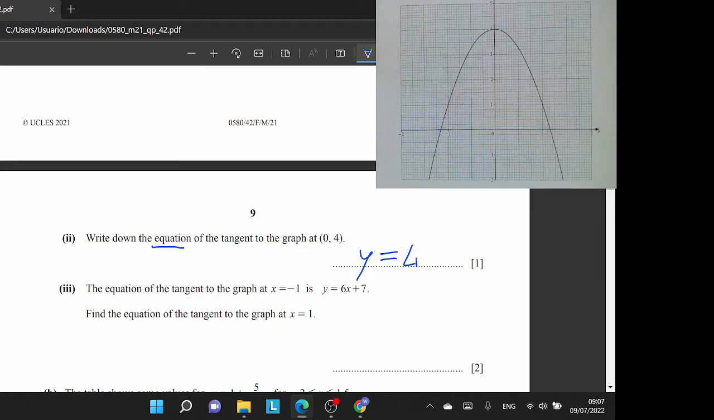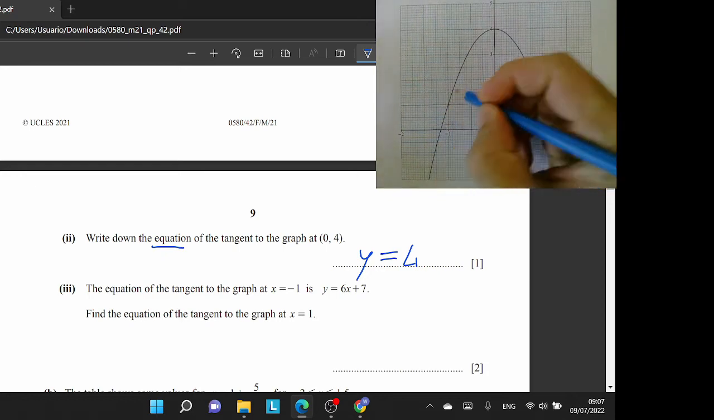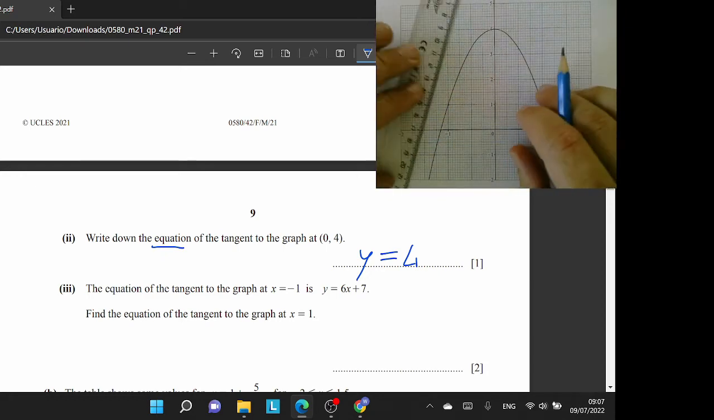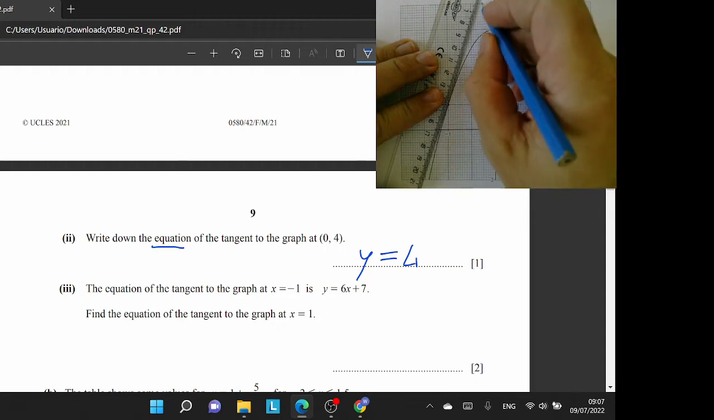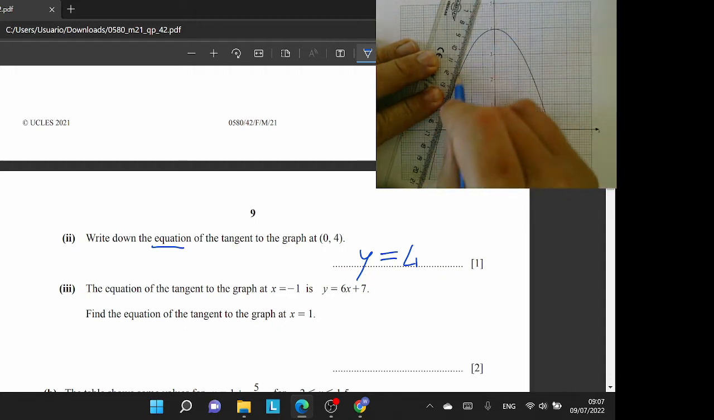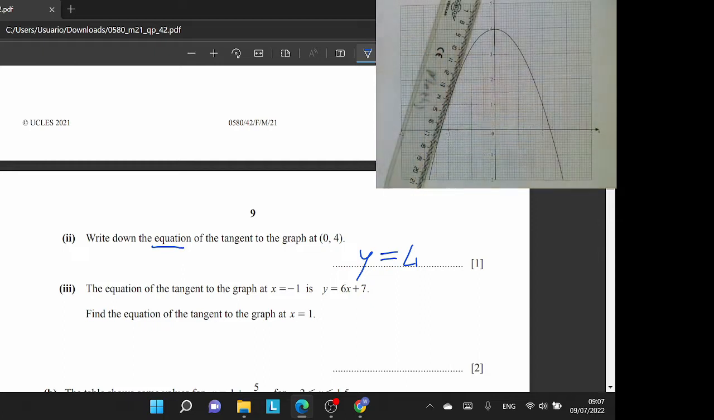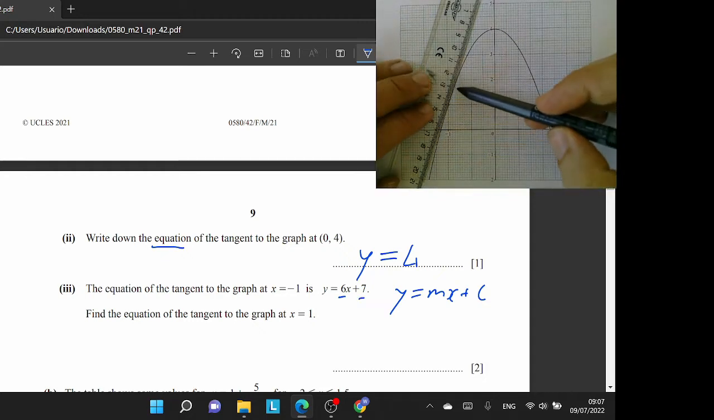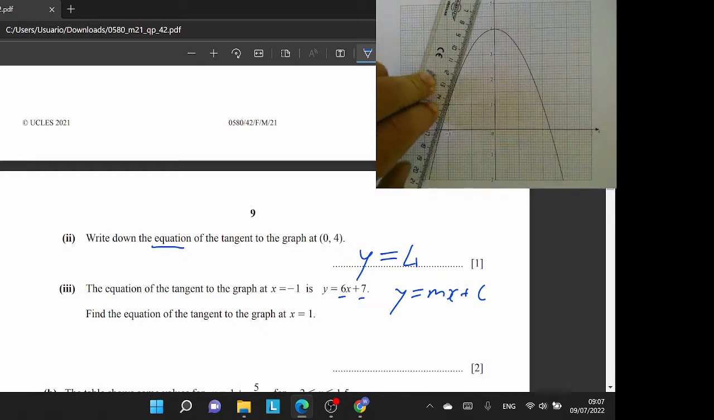Question 3. The equation of the tangent to the graph at x equals -1 is y equals 6x plus 7. Right, so x equals -1. If we were to draw a tangent there, something like this, it will be a straight line with a gradient of 6. So remember, this is a linear graph, so y equals mx plus c. The gradient is 6, and the y-intercept is 7. So if we can't see it on the graph, it's somewhere up there, it will cross the y-axis.